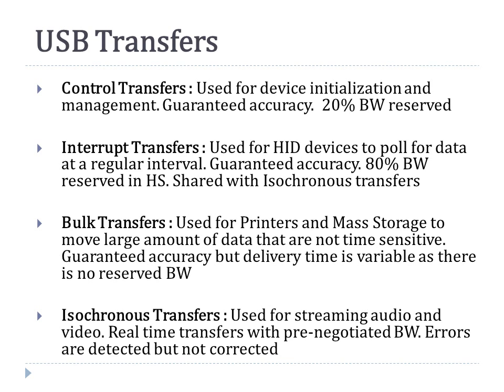Isochronous is a more real-time transfer which is used for streaming audio and video, and it uses a pre-negotiated bandwidth, and errors are detected but not corrected because it's a streaming service anyways, so it does not require correction of error, similar to the UDP in our networking.